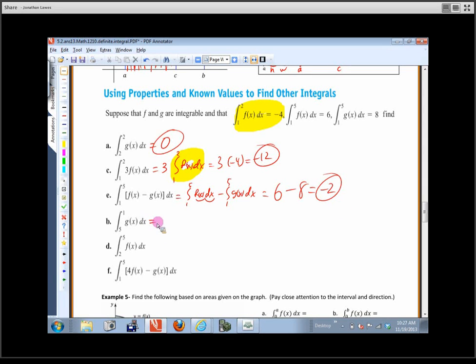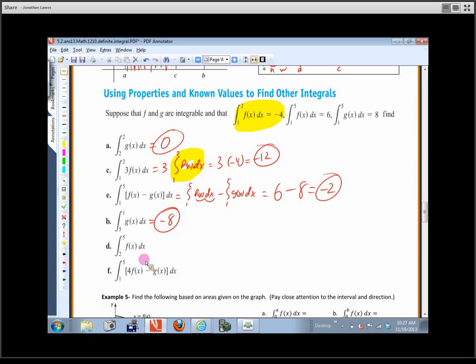How about the next one? Okay. All they did is it's still 5 and 1. It's still the function g, so it's still this guy right here. But now they changed the order of integration. Instead of going from 1 to 5, we go from 5 to 1. So the answer is the opposite of what the signed area would have been before. There were 8 units of signed area in total above the x-axis here. Okay, so we count those as below because we're going in the other direction. How about this one?